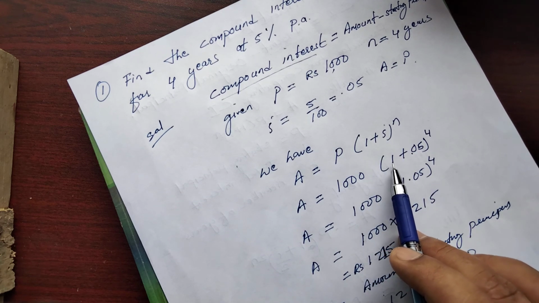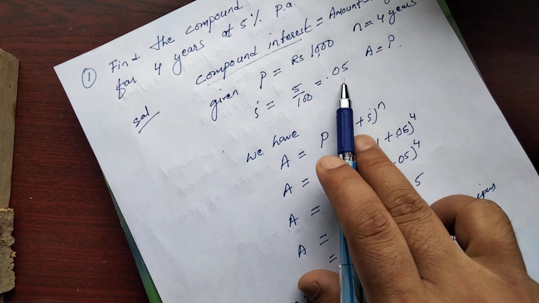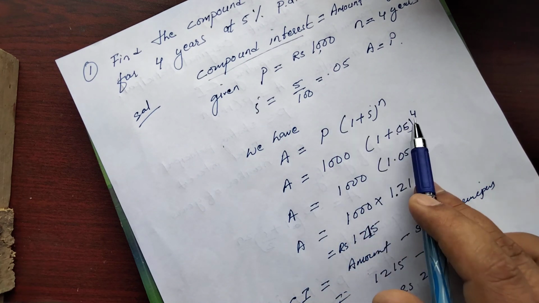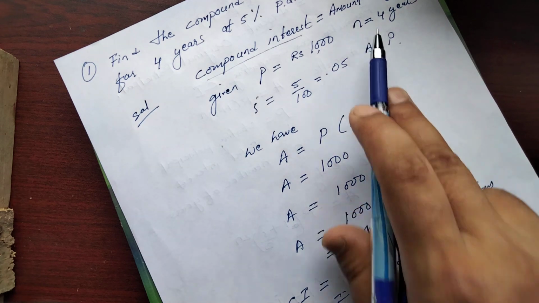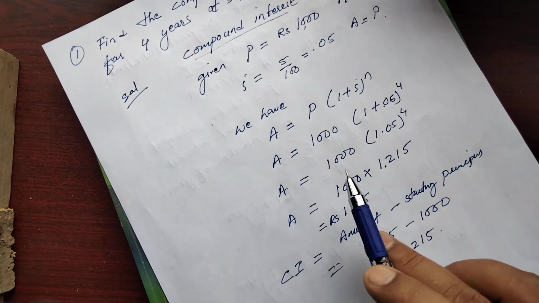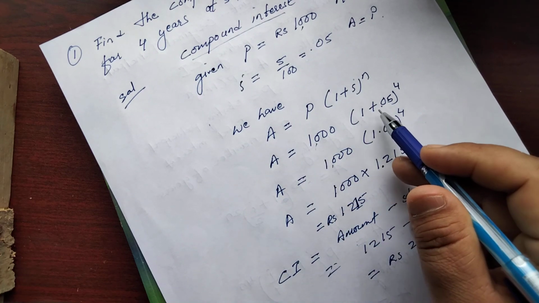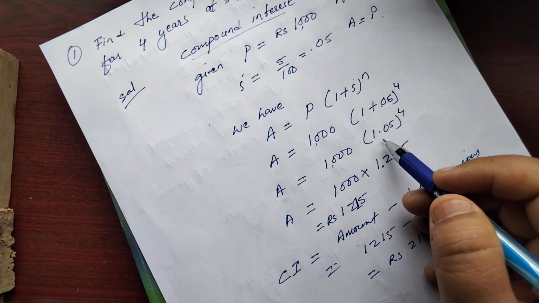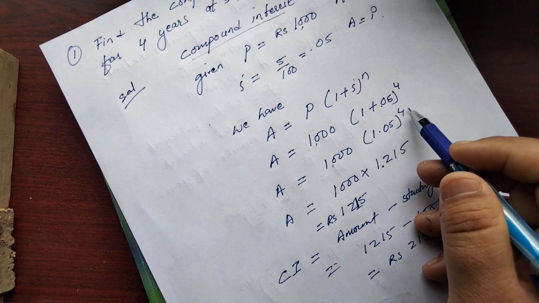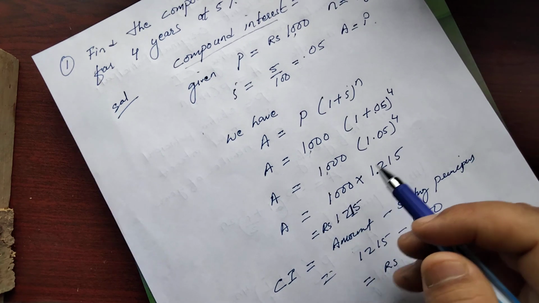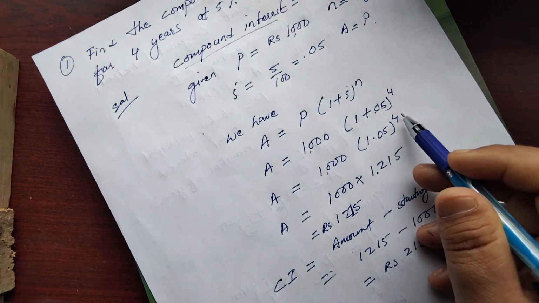Y 1 is 1 plus I is 0.05. Okay, 0.05 in bracket N is 4, right? Number of years. So A is equal to 1000. Okay, this 1 plus 0.05 is equal to 1.05 in bracket 4. Okay, so A is equal to 1000 into this, into 4 times.